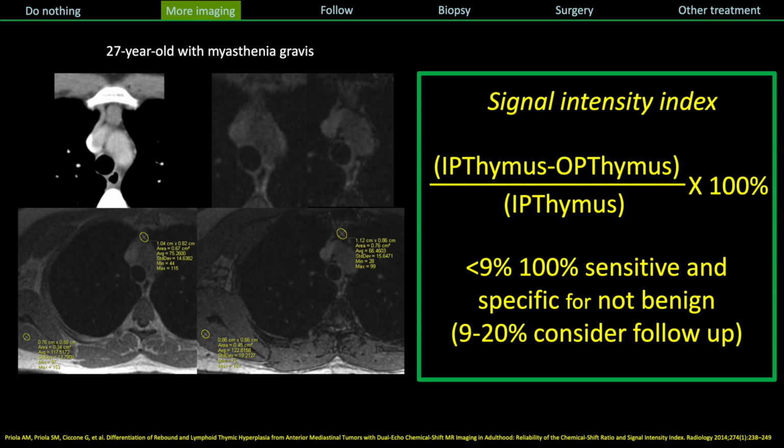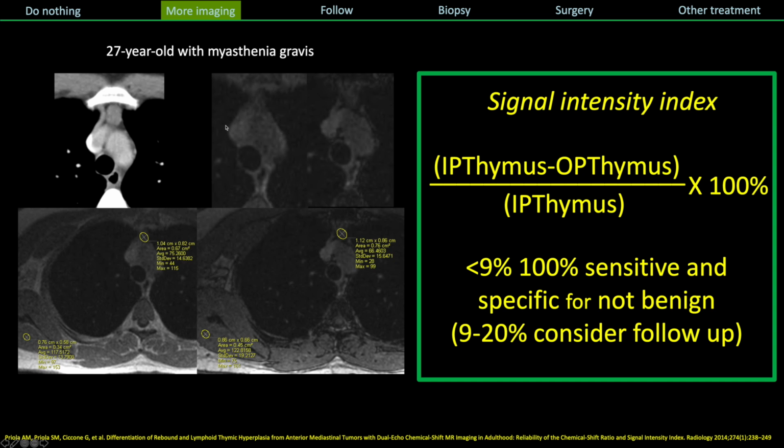If it doesn't drop out much, i.e. less than 9%, that's typically a concerning lesion, one that's probably going to be a thymoma or other malignancy and need surgery. If you've got something in the 9 to 20% range, this lesion was about 14%, you're probably going to need to follow it. Follow it in the short term to see if it stabilizes or goes away, because that's kind of an indeterminate range.